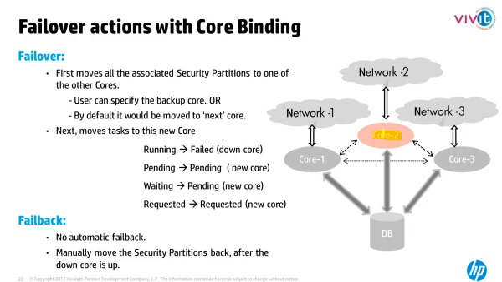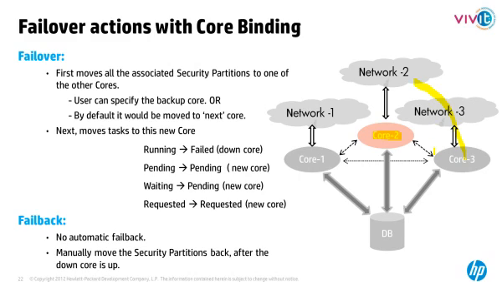The first thing we need to do is move the security partition to either core 3 or core 1, and you can specify that in options. In the R6 option, you can specify the backup core for core 2. But remember, let's say you set core 2's backup to core 3. That means core 3 should be able to access network 2 also.